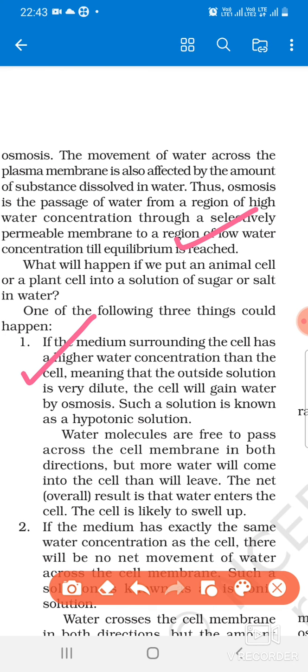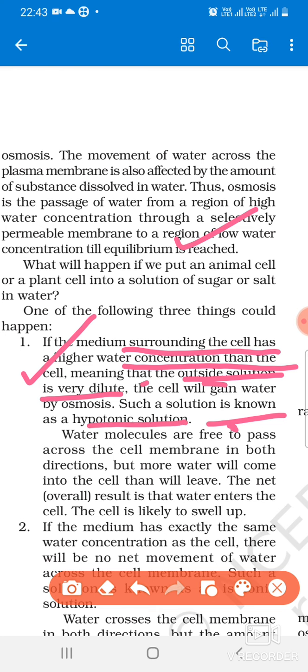If the medium surrounding the cell has a higher water concentration than the cell, for example if we have taken just simple water and we put gram, raisins or apricots in it and soak them for some time, then we will see that the movement will take place from outside to inside. It means that the outside solution is dilute. Then the cell will gain water by osmosis.